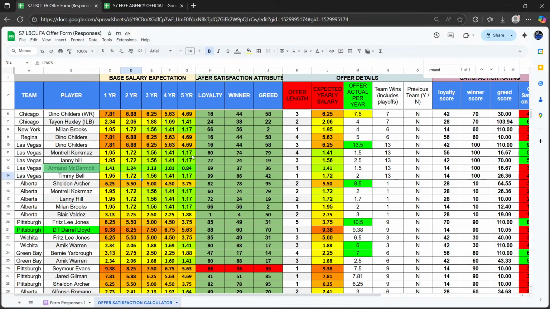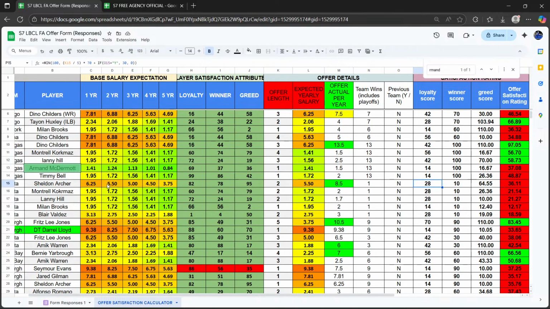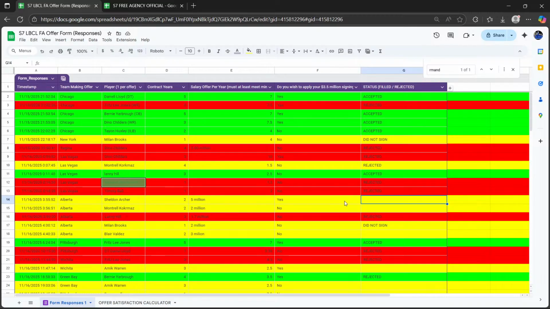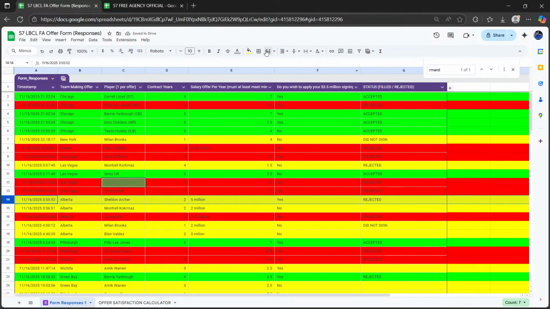Yeah, Sheldon Archer, Alberta. Man, I'm sorry. He's got a 78 winner, and you suck this year. Stick with it. It's gonna get better. Don't be like Rare. It's gonna get better. But it's a tough day.